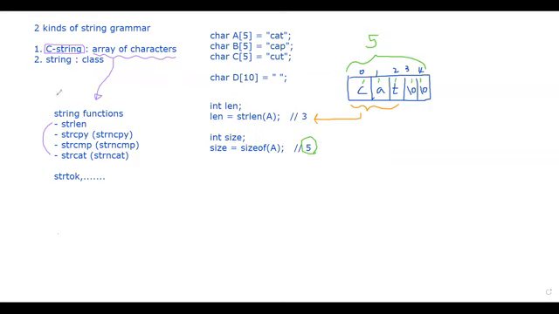And then when I copy the string, for example strcpy, and I can do this, D, C. This means copy C to D. So this is the source and this is the destination.